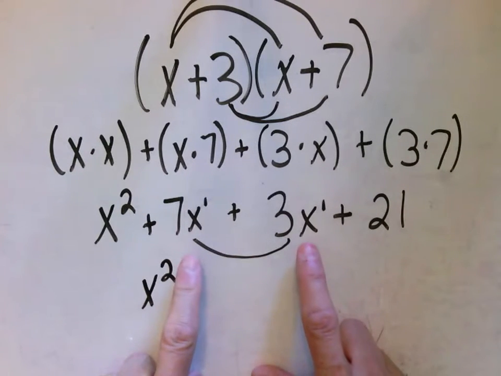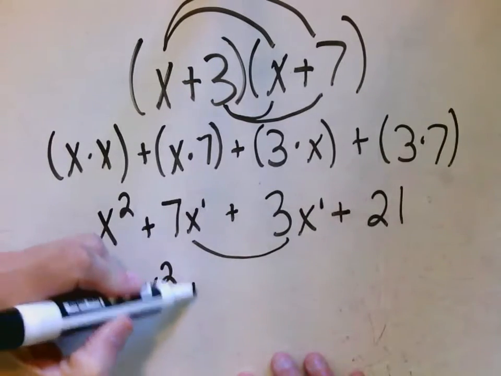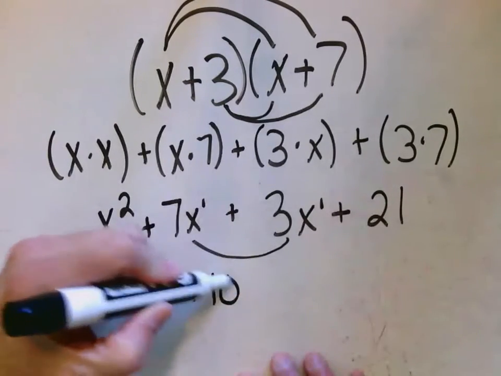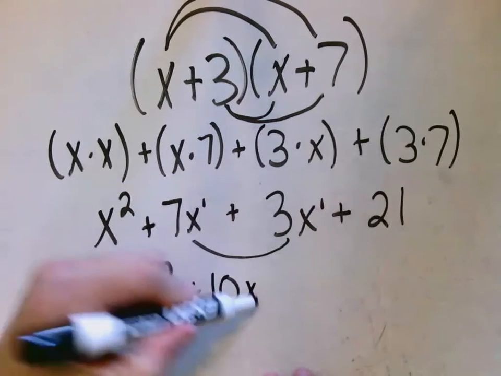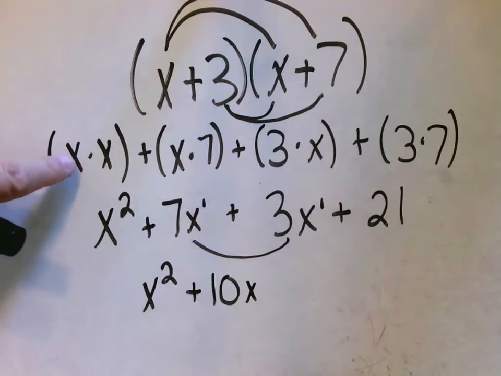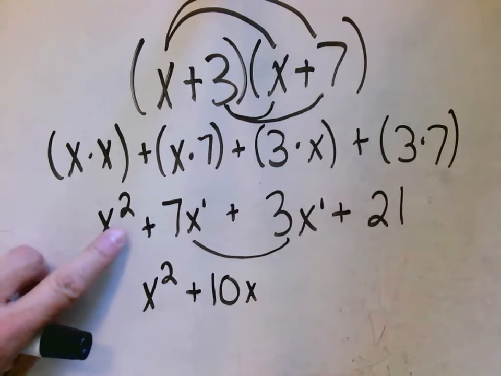7x plus 3x, we can combine that. Remember, we combine that by adding the actual numbers together, which is 10, and rewriting just the variable. Don't get this confused with multiplication like we did up here. Here we multiplied x times x, and we got x squared.